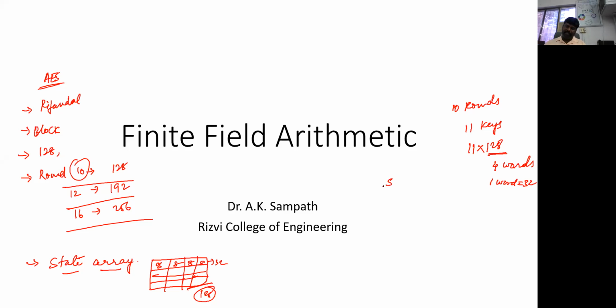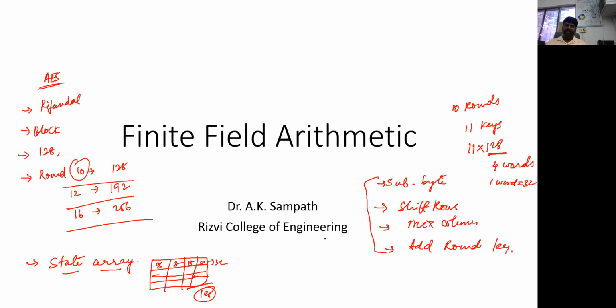The first one is substitute bytes, followed by shift rows, the third one is mix columns, and the fourth one is add round key. These are the operations performed under each round.